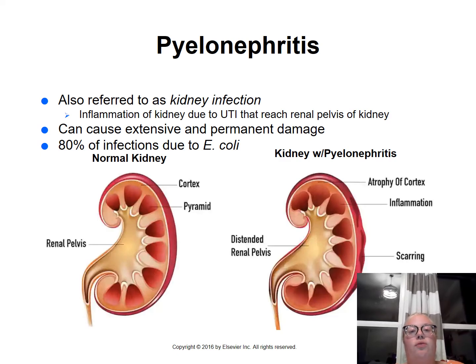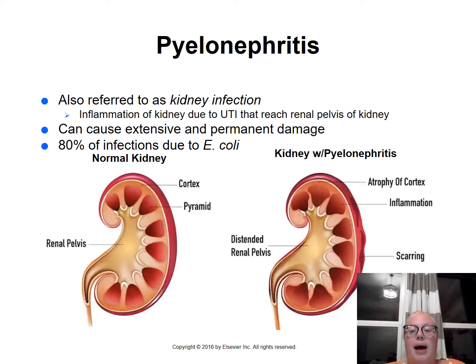Now, 80% of infections are typically due to E. coli, just like we saw with cystitis. But if you look here, and I know I showed this picture in class, if you look at a normal kidney on the left and then a kidney that has pyelonephritis, you can see a lot of scarring, atrophy, and inflammation of the kidney on the right, and that is the one that was infected with pyelonephritis.